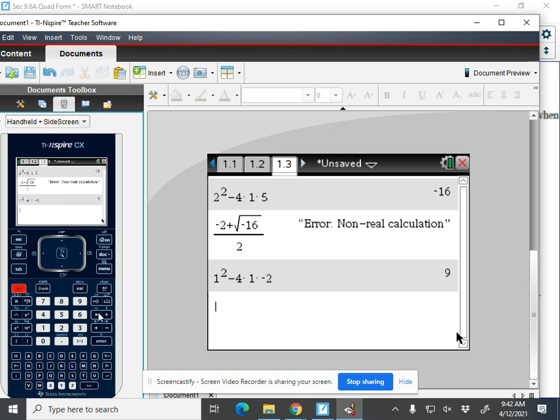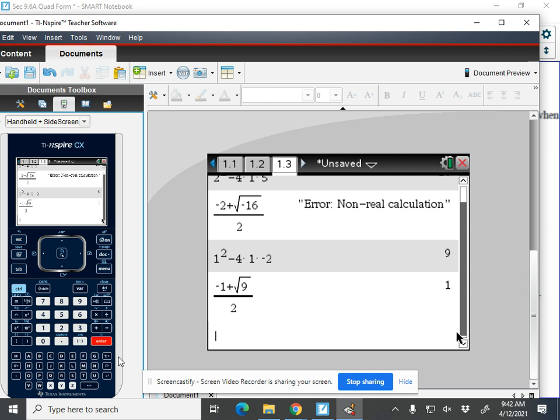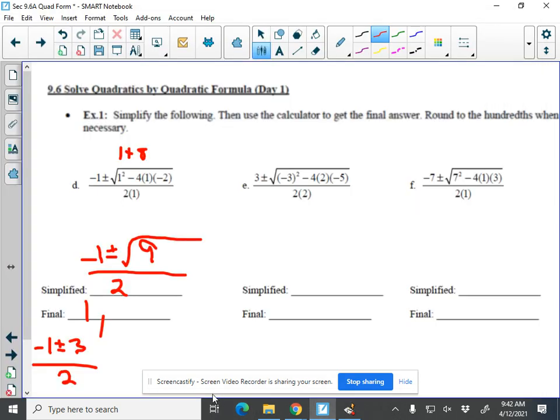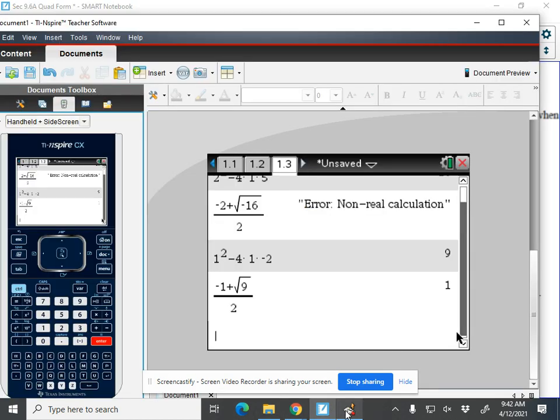So I'm going to go -1 plus square root of 9 divided by 2. I got 1. Now, -1 minus 3 would be -4. -4 divided by 2 would be -2. We'll see if we get that right.